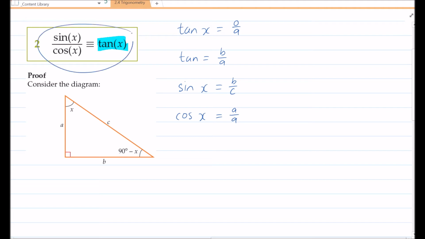So if we're trying to prove this identity here, we really want to work out what sine x over cos x is. So that's going to be b over c divided by a over c. I'm just substituting whatever these things are equal to. So b over c, I'm just substituting into there.